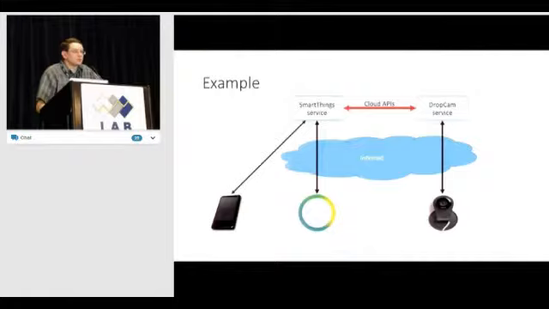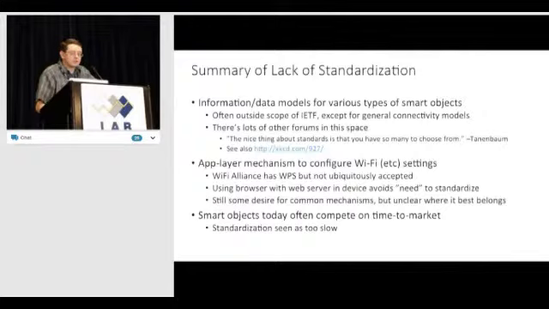So to summarize the observations that we made about the current situation regarding standardization. First issue is that information and data models for various types of smart objects, there's not a single one that's out there. There's a plethora of them being defined right now. However, today, this is mostly outside the scope of the IETF. About the only ones the IETF focuses on are data models specifically for connectivity, like what's the model for a router or a switch or a bridge or IP configuration in a device, right? But not for things like thermostats and light bulbs and so forth. There's many other forums in this space with the usual discussions around how you deal with that. But that's one of the things we as the IETF look at and point out and facilitate.